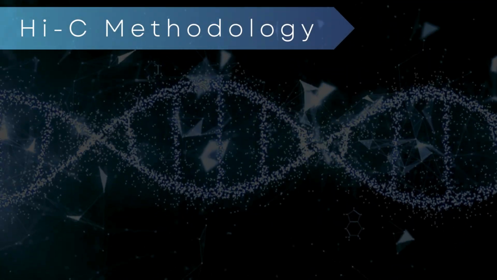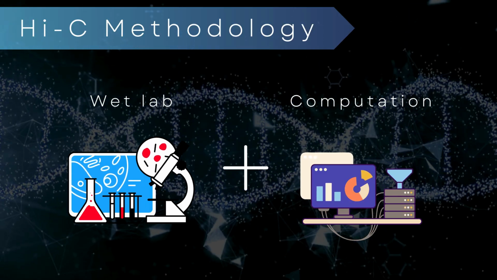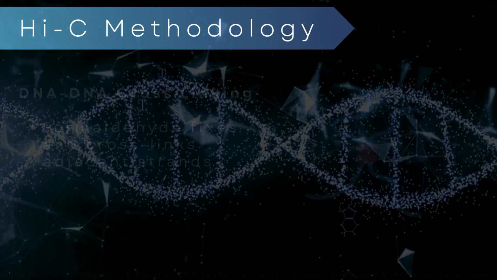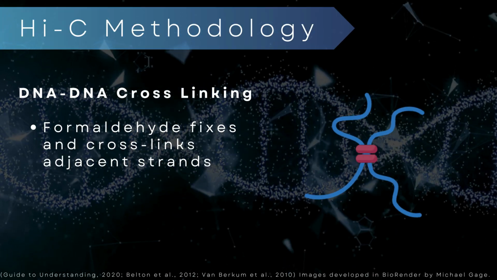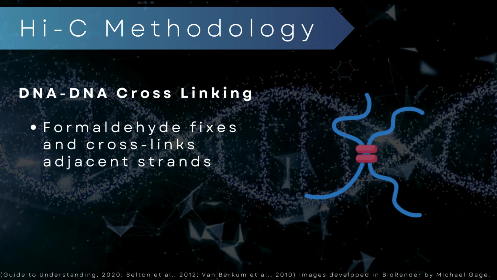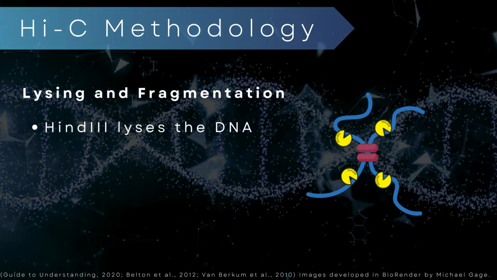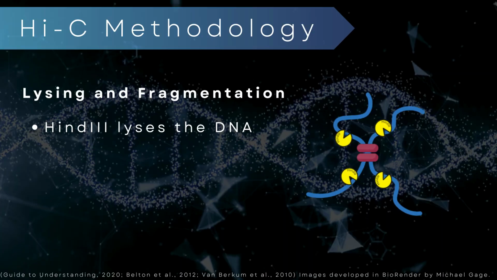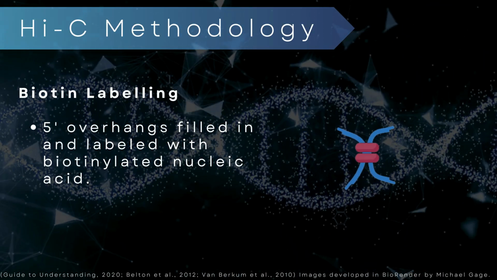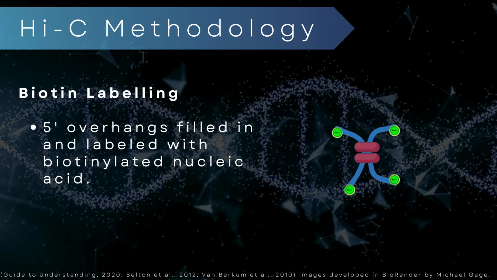The methodology of Hi-C combines both wet lab and computational methods to determine the architecture of nuclear chromatin. Cells are initially placed in a formaldehyde-fixing solution, cross-linking DNA to DNA interactions. DNA is then lysed and subsequently fragmented with the restriction endonuclease HindIII. After fragmentation, the 5' overhangs are filled in and labeled with a biotinylated nucleic acid.